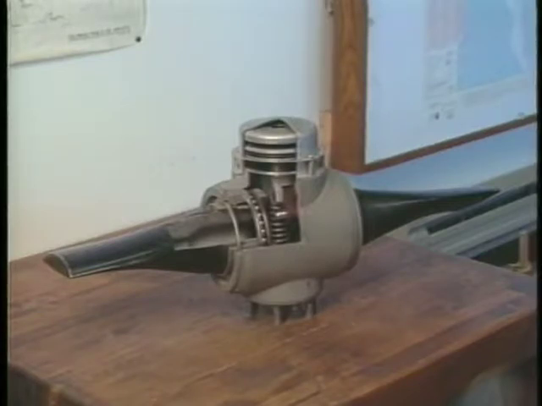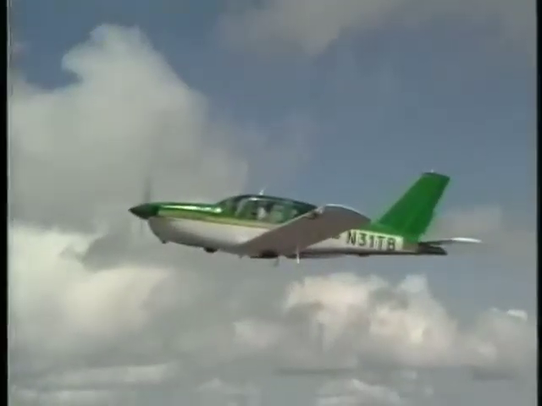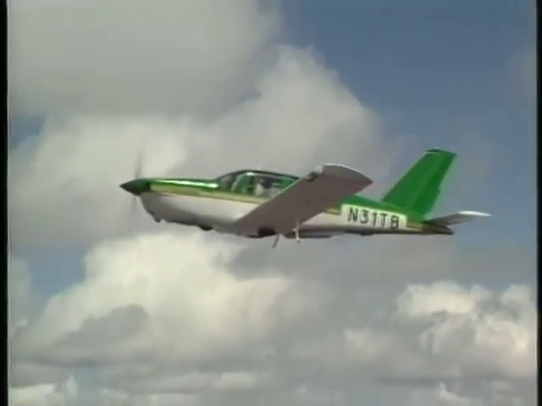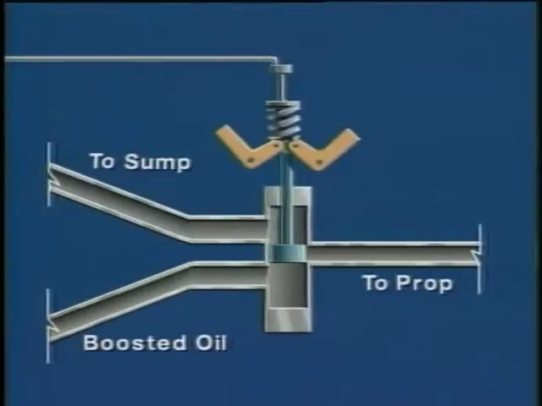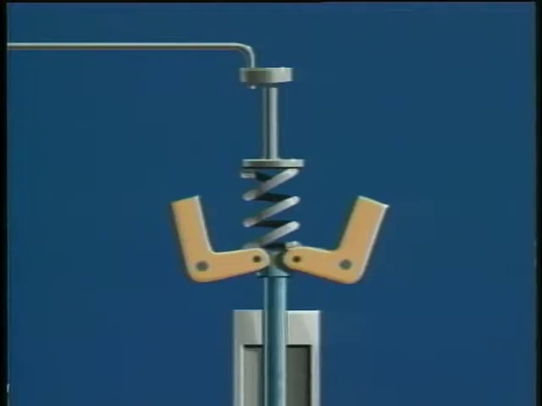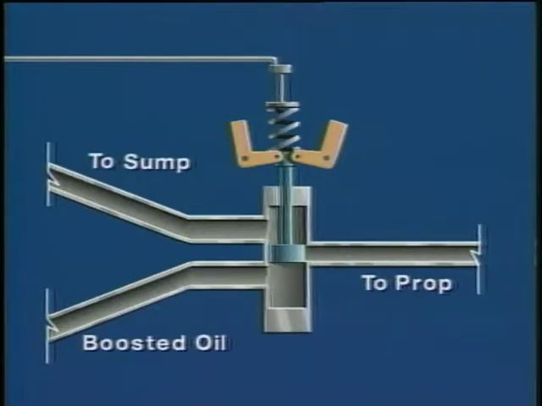Now that you're familiar with the components of a constant speed propeller, let's take a moment to examine how these components work to control a propeller's pitch. When you set the prop control, you're actually setting the spring tension in the governor to maintain a desired RPM. With the tension set, the system remains in a state of equilibrium until the aircraft accelerates or decelerates.